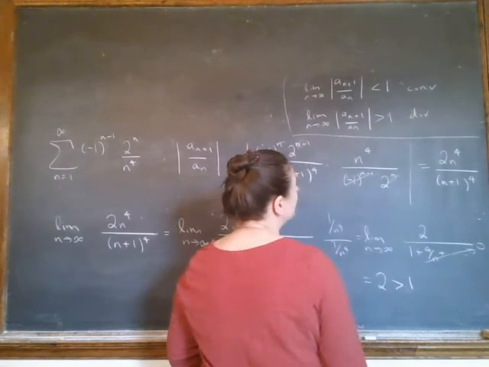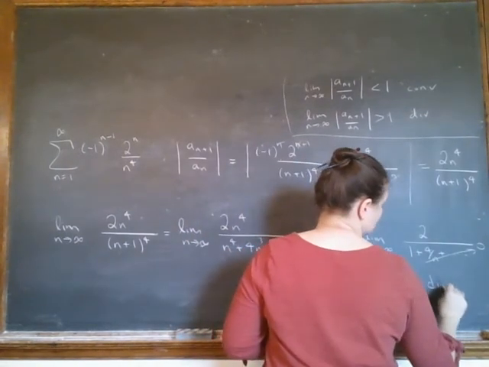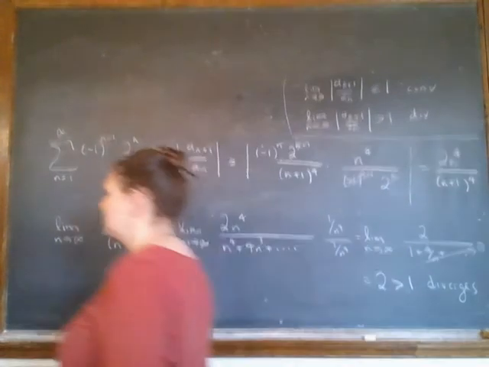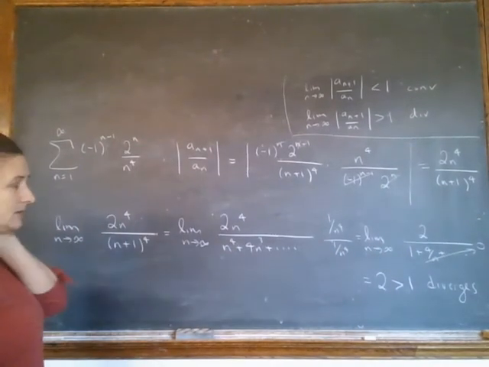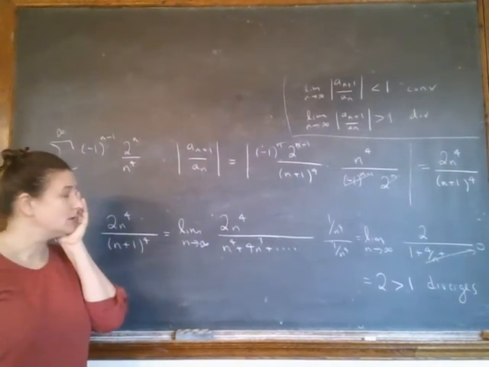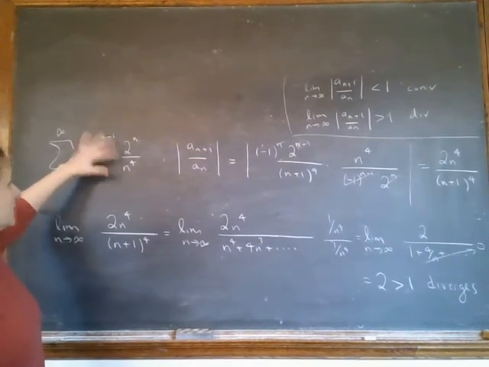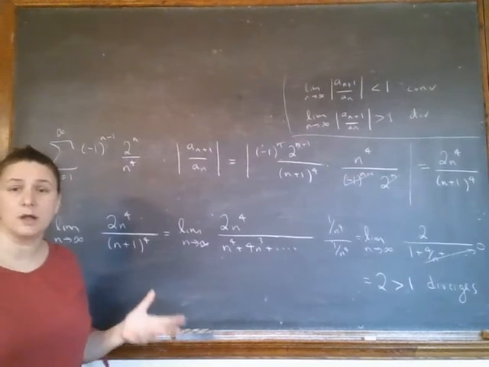This is greater than 1. This diverges. Okay? And just to get some feeling for them, you can, as you do more ratio test problems, you'll see this.